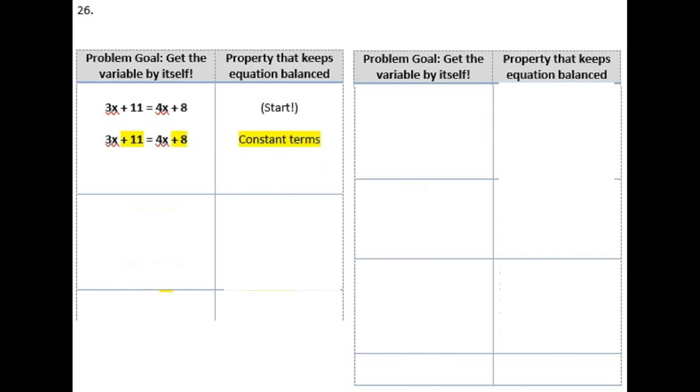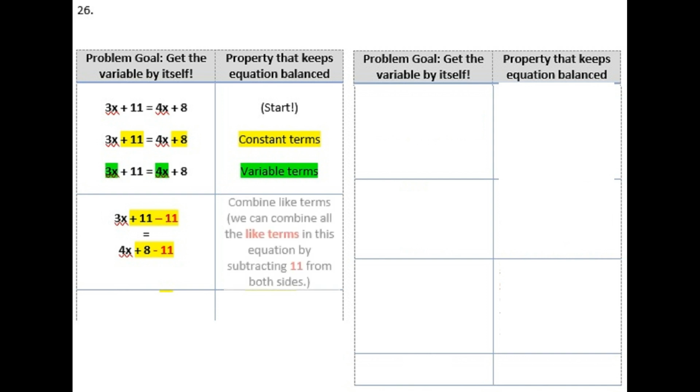Now our constant terms here are 11 and 8. And our variable terms here are 3x and 4x. All right, moving on. We're going to move that 11 to the right-hand side of the equation. So let's subtract 11 from both sides. The 11s on the left cancel out. Then we have 8 minus 11. So what we're left with is 3x equals 4x minus 3. All my constants are now on the right. The only constant we have in there is negative 3.